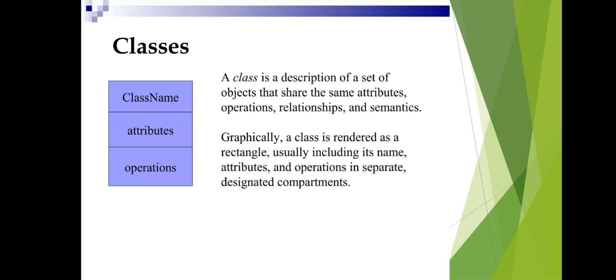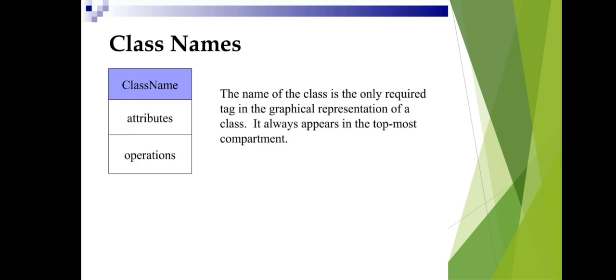Starting with what classes are. A class is the description of a set of objects that share the same attributes, operations, relationships, and semantics. How will I represent the classes? A class is represented as a rectangle. This rectangle is divided into three sections: first the class name, then attributes, and operations.